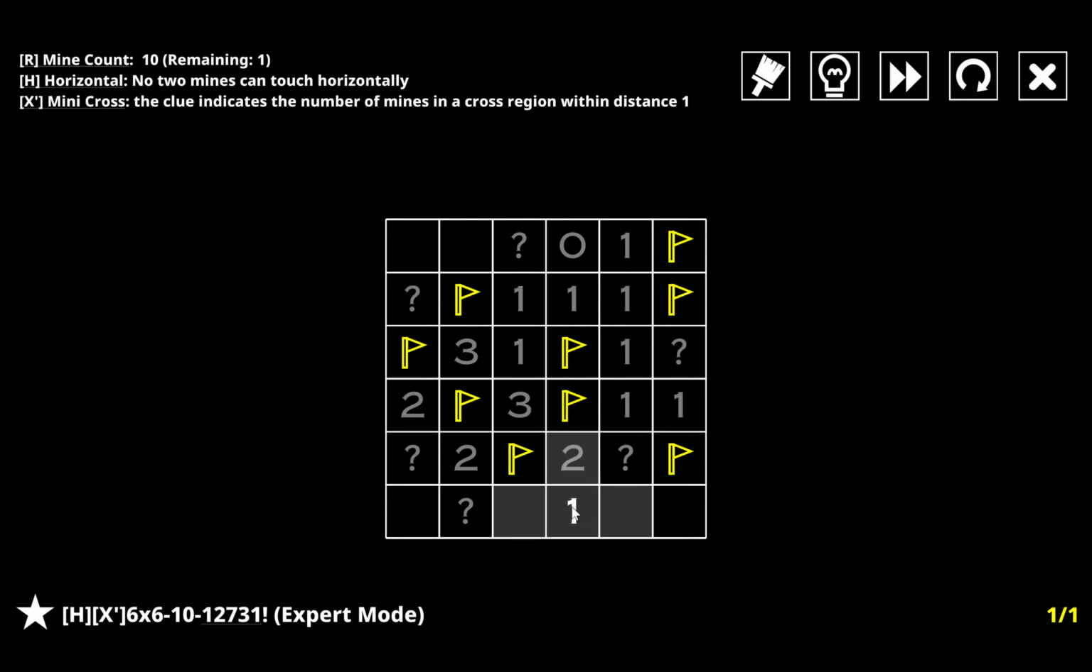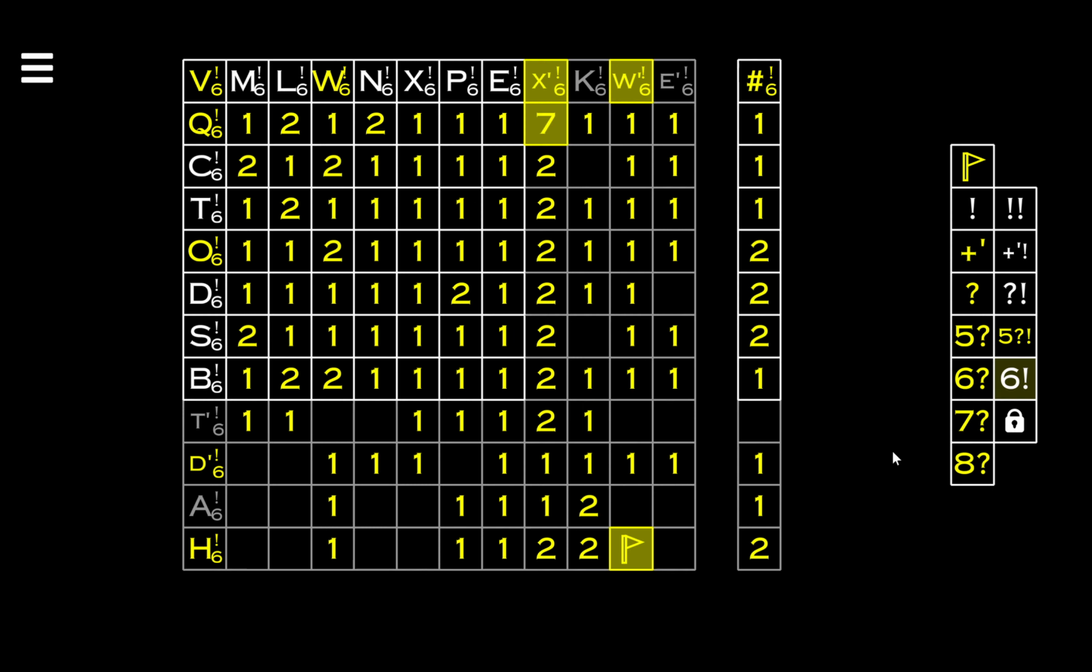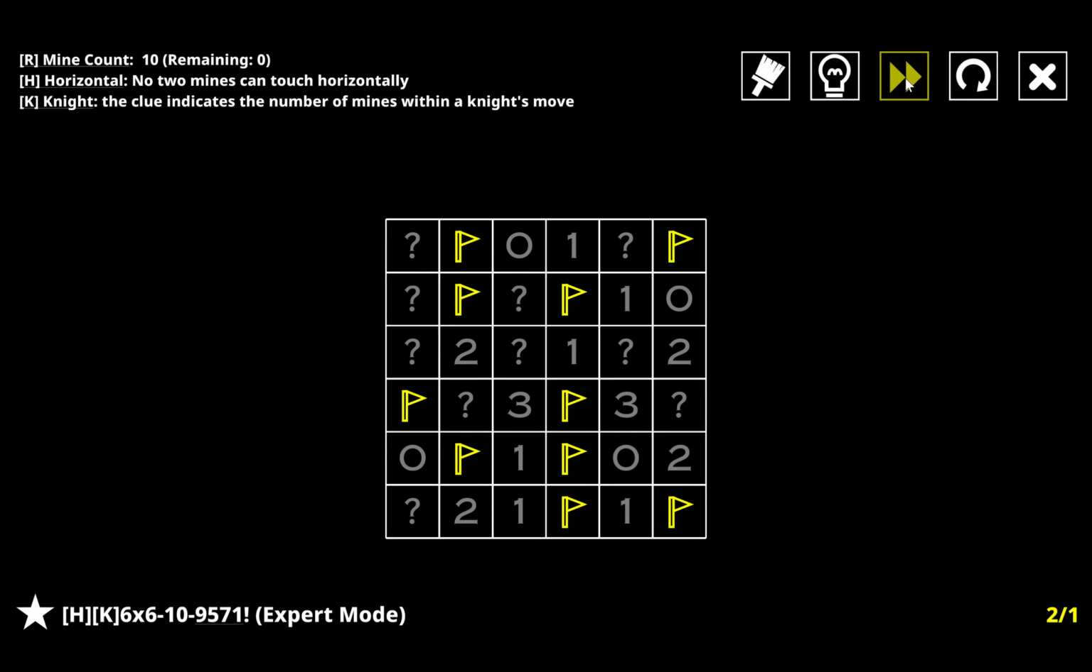Finish off that 2, and we can see we only have 1 mine left, and it must be one of these 2 squares, so none of these are mines. And this one is now finished, finishing off this one as well. So there we go. We'll next go ahead and move on to horizontal knights. Just get into that real quick.